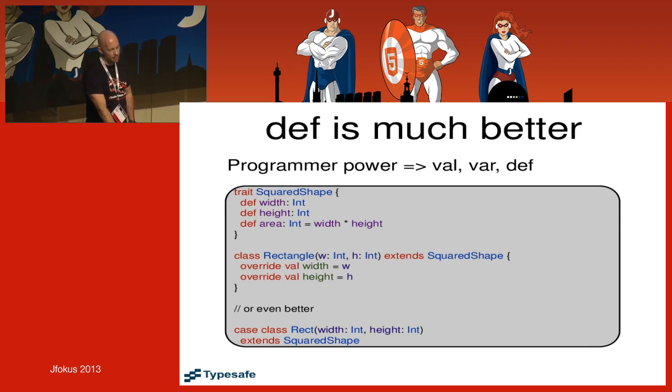Def is much, much better. It sort of hands over the programming power to the implementer of the class Rectangle. So you provide this trait SquaredShape, and then you give it to someone else. Then they can choose to use override here, as you can see in the last example, or even better, a case class. So the case class will then match the variables you set, width and height here, to what's in the trait. So it works out of the box. You can even use a var if you want to. You can override def with a var. So it hands over the programming power to the developer.